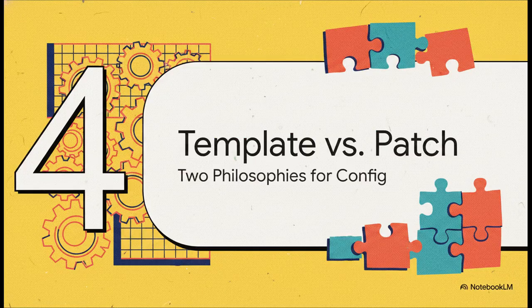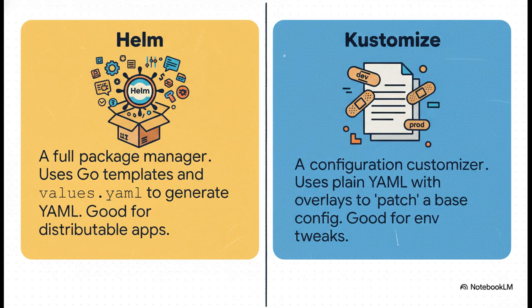Okay, so we've seen Helm and we've seen Kustomize. Now for the fun part, the showdown. We're talking template versus patch, two totally different philosophies for solving the exact same problem. So let's break it down. Helm is a full-blown package manager. It uses Go templating, and you define all your variables in that values.yaml file. It really abstracts the YAML away from you, which makes it awesome for distributing off-the-shelf applications.